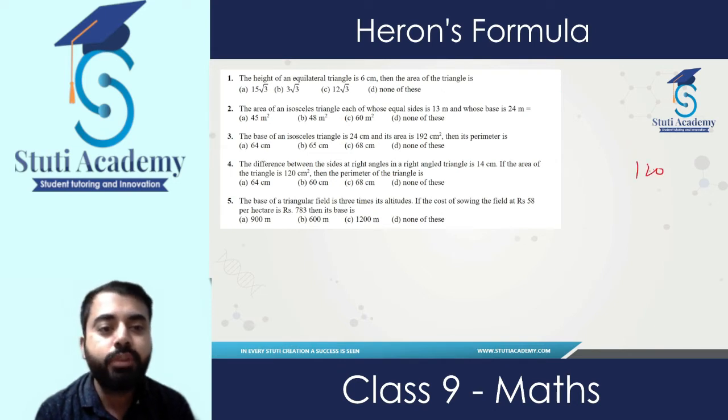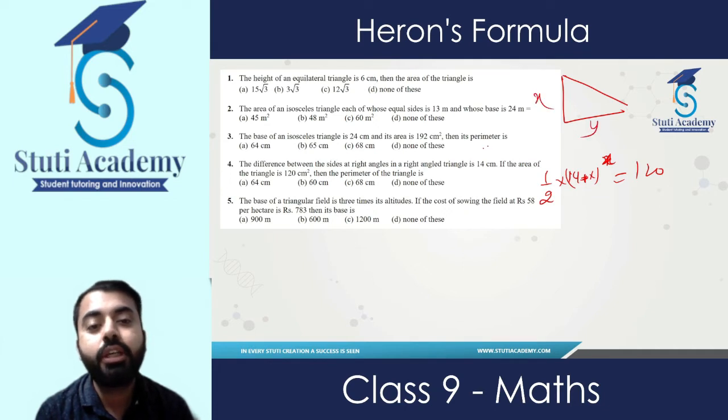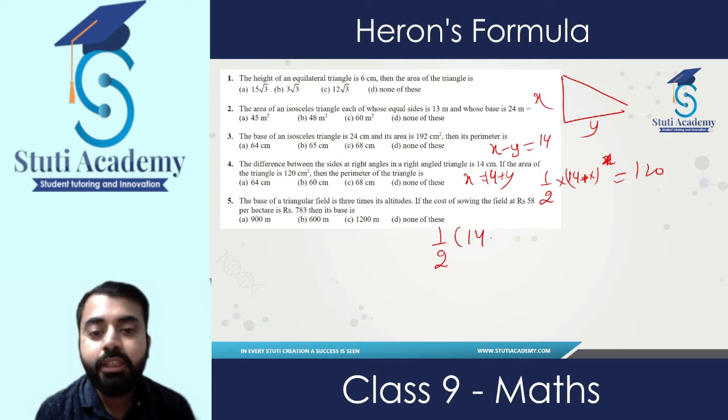Its area was 120. It was equal to half into base minus x into height x. Right? Actually, it will be 14 plus x. Yeah, got it. It must be 14 plus x because the difference is given. That means if the figure was this, it was x and this was y, it was given to you that x minus y was 14. So x will be what? 14 plus y. So it is simple. I just misread that question. So I had this 1 by 2 into 14 plus x into x, which was 120. Right?